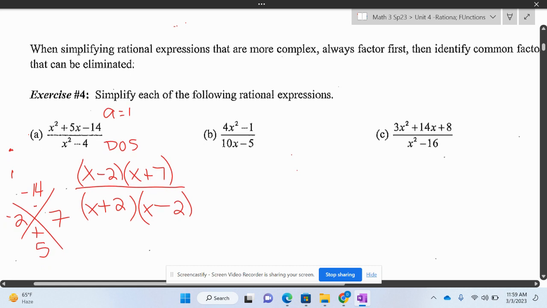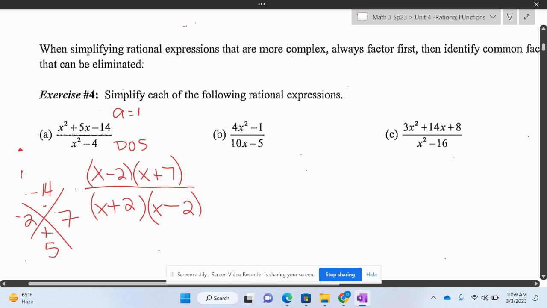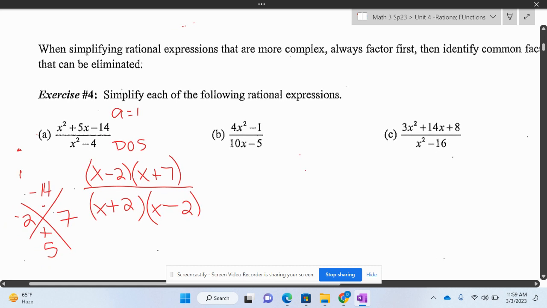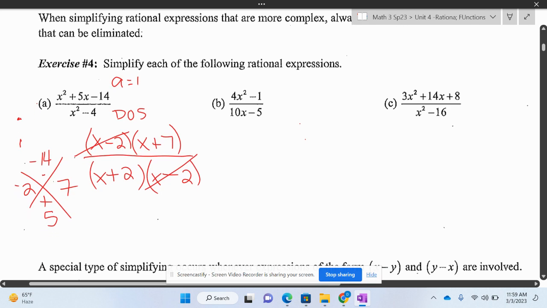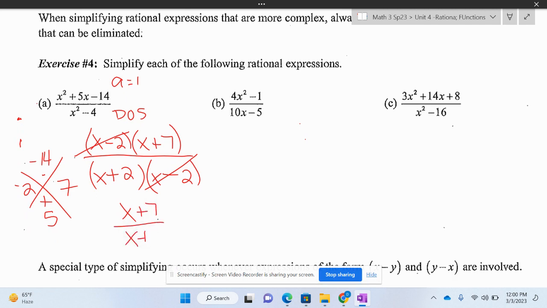Okay? So is there anything in there that I can cancel out? Yeah, I can take an x minus 2 out of the top and out of the bottom. So when I completely factor this, I end up with x plus 7 over x plus 2. Okay?